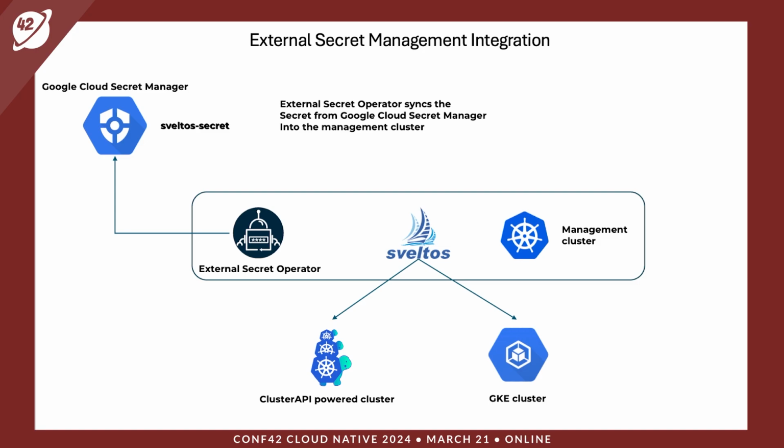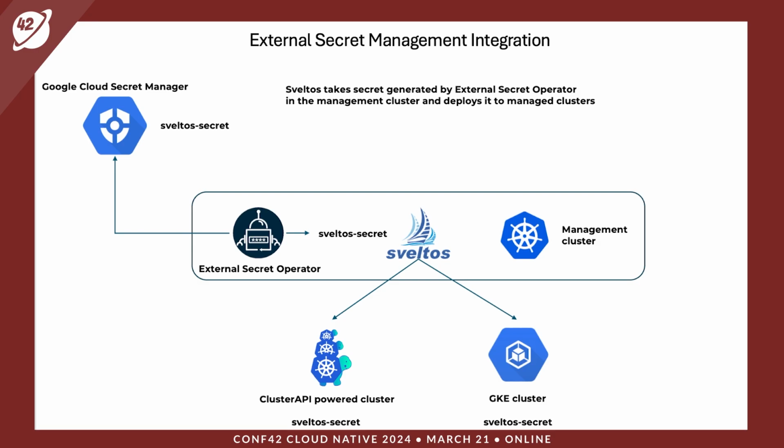We have a Google Cloud Secret Manager and we configure the External Secrets Operator to synchronize whatever secrets are present in the Google Cloud Secret Manager. So what the External Secrets Operator will do, in this case, it detects that there is a secret called sveltos secrets in the Google Cloud Secret Manager. It takes this information and creates a secret in the Kubernetes management cluster. Sveltos has been instructed to watch for this information, take this information and pass it to every managed cluster.